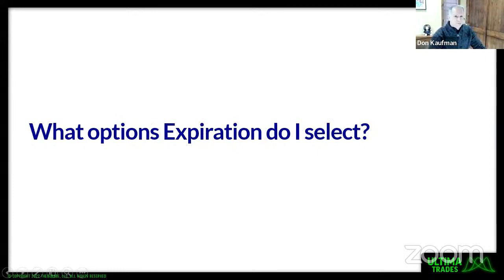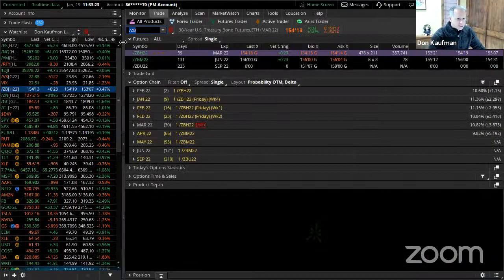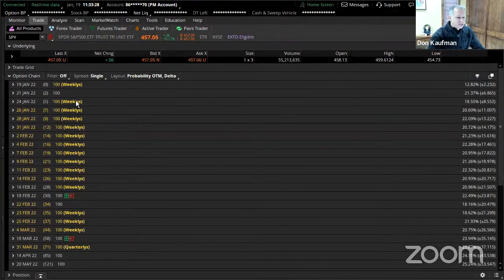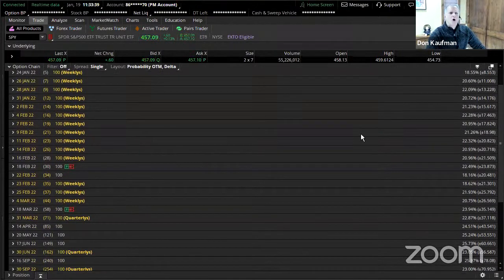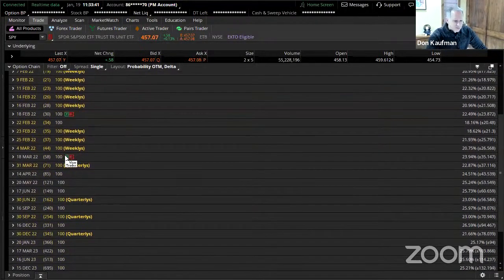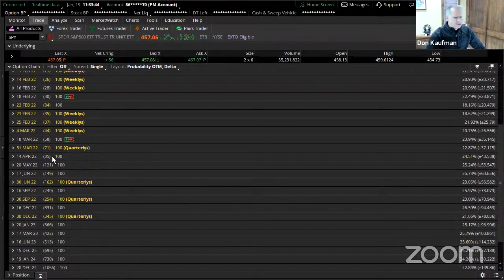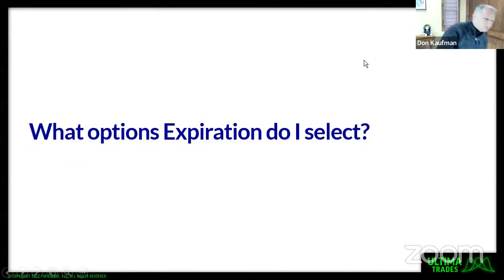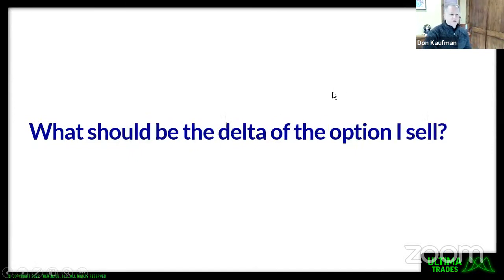Next, what options expiration do I select? Throughout the course of today's session, let's go back over to the SPY. Look how many expirations there are. If you sell short duration options, more power to you, but you're going to get killed doing it. Short-term options are horrible to sell. We want to sell further out. There's 58 day, 71 day, 85 day, 121 day, 149 days. What options expiration do you select? There are a lot of expirations to look at. We will help you dial in exactly what expiration. That's what the criteria is.